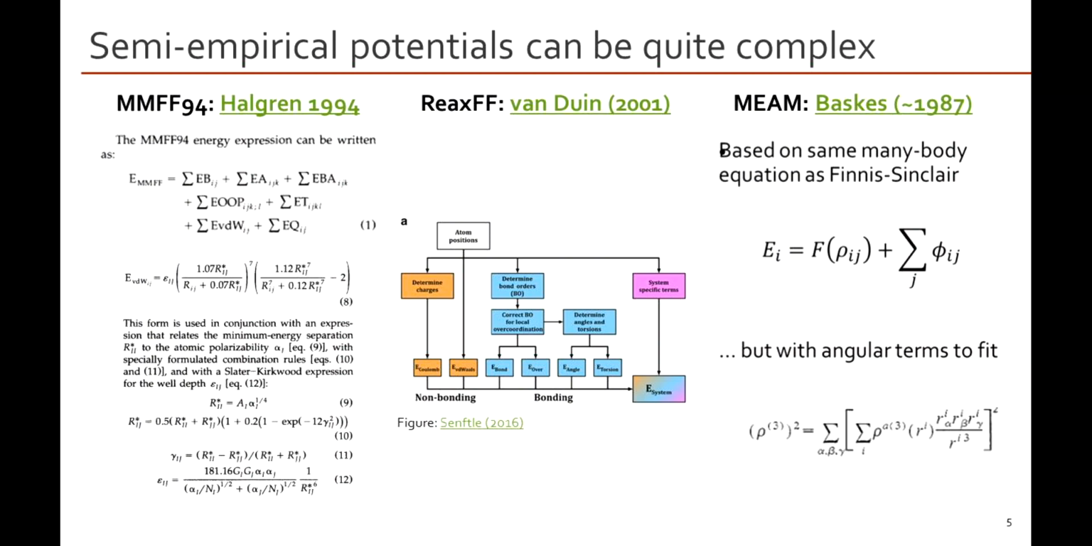The MMFF94 potential, which I believe was developed by a drug company, expresses many different physical effects, all within different terms of a model form, and has, I think, maybe close to 100 parameters. And many model forms, while motivated by physics, are generally empirical.